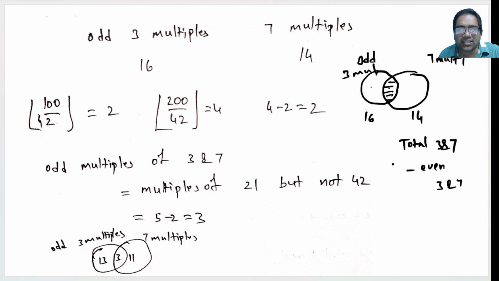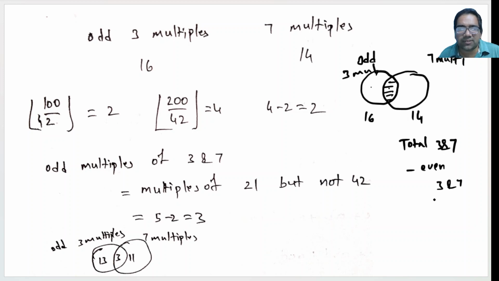Right? What is total 3 and 7? What are the multiples of 3 also, 7 also? That will be 3 sevens 21 because these two are prime numbers. Whatever is a multiple of 21, that is definitely a multiple of 3 also, multiple of 7 also. Right. So what are the total multiples of 3 and 7 together? That will be the multiples of 21.